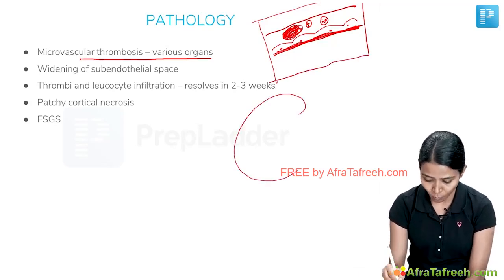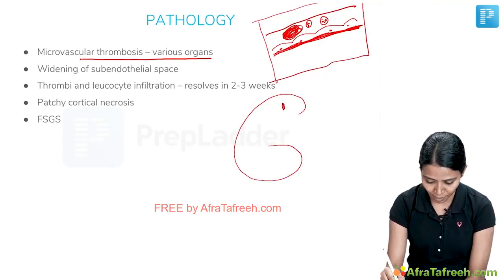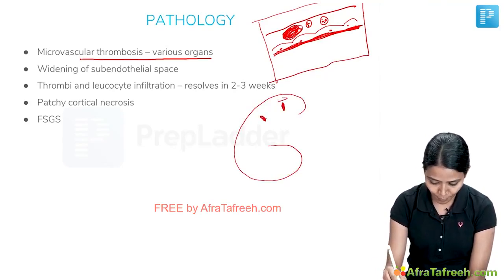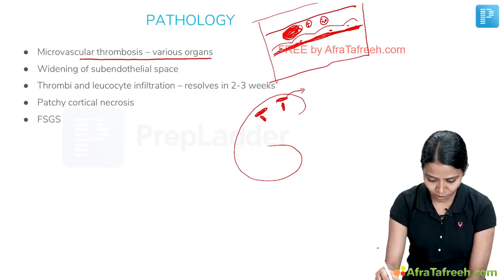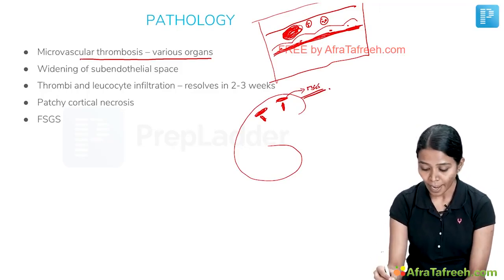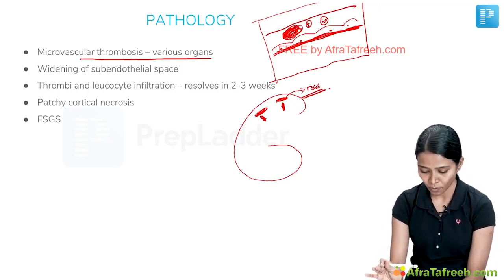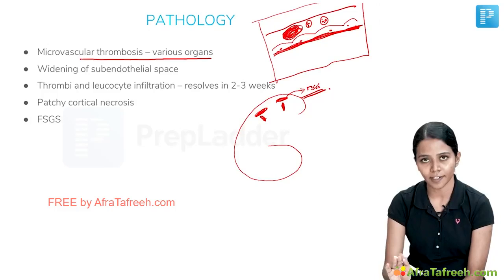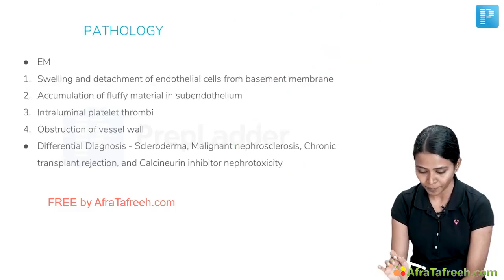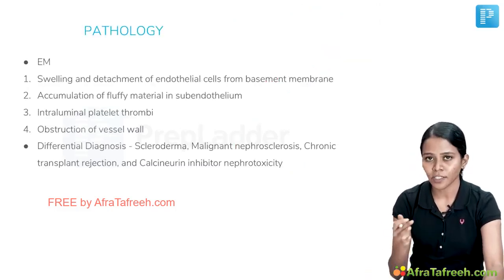Now in kidney, what happens if these blood vessels are getting necrosed, then there will be patchy cortical necrosis that is seen. Eventually, with this cortical necrosis, the other part of the kidney has to compensate and it forms FSGS. Okay, this is the pathology of kidney involvement in TMA. Now, this is when it comes to gross and light.